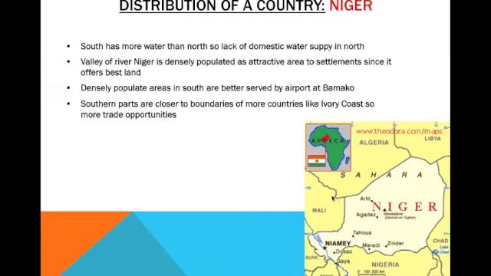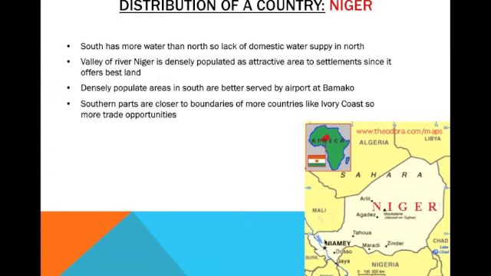Also, another reason why the south is more populated is that there's an airport at Bamako, which is our place-specific reference. People are obviously going to stay in the south because they will be closer to an airport, which is always something important. So it's densely populated in the south because of the airport, the valley of the River Niger, and because there's generally more water.